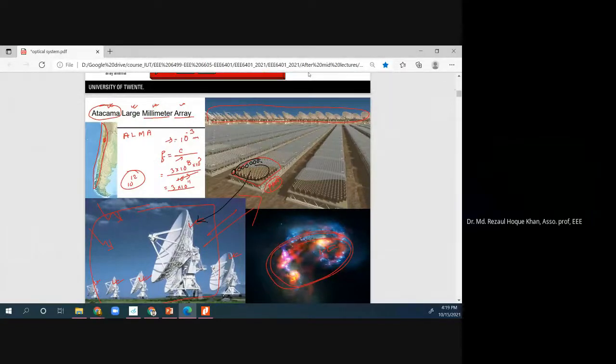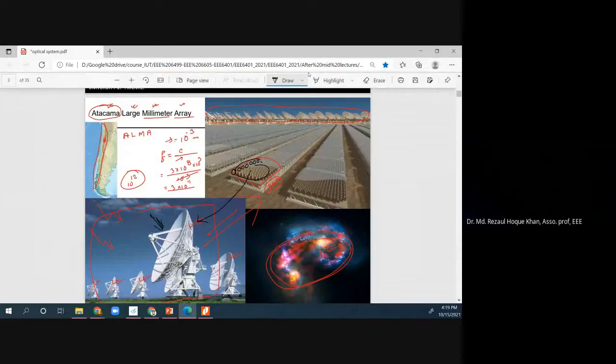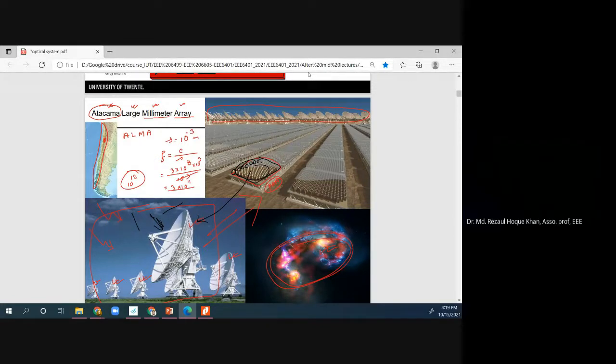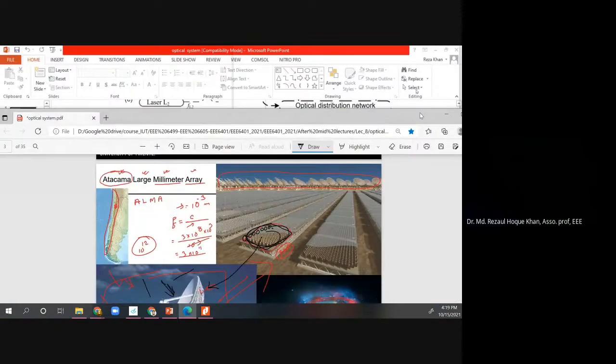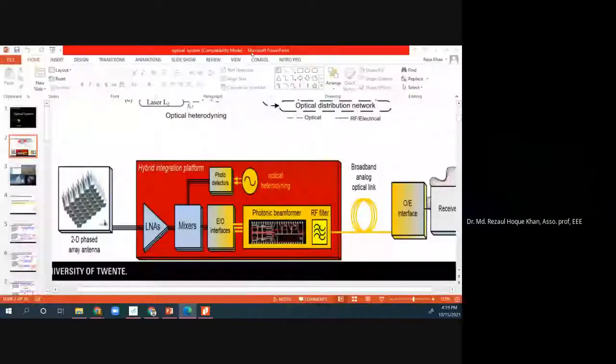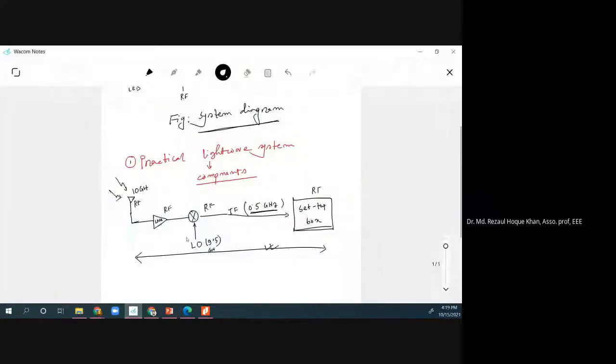You see, this dish antenna has to move from one direction to another, but this phased antenna does not have to move. That is not part of our lecture. So if we can use this phased array antenna, it will be replaced into this system, the one we are talking about. Imagine this is only one element of the phased array antenna.